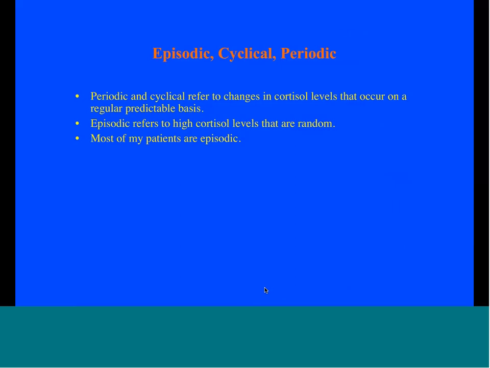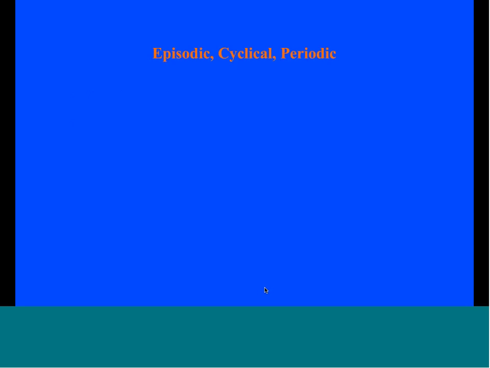Now, just for terminology, I think many people, including the Endocrine Society, don't really understand this. Periodic or cyclical refers to changes in cortisol levels that occur on a regular, predictable basis. Episodic refers to high cortisol levels that are interspersed among normal or low cortisols, and most of my patients are what is called episodic. So I think episodic is the correct term.